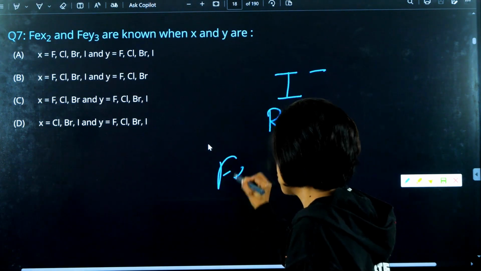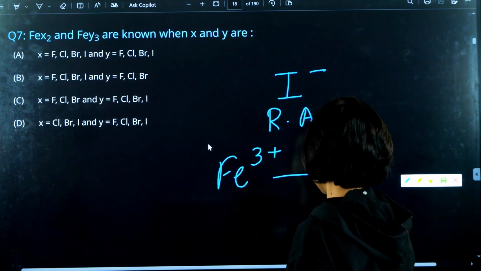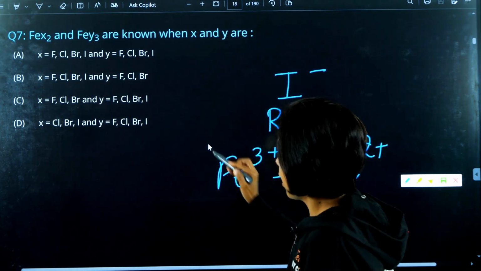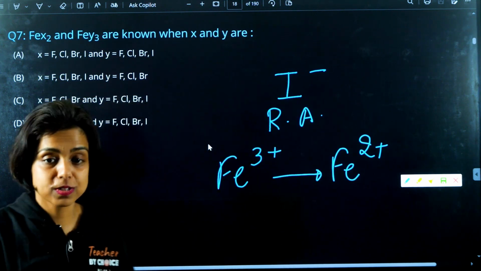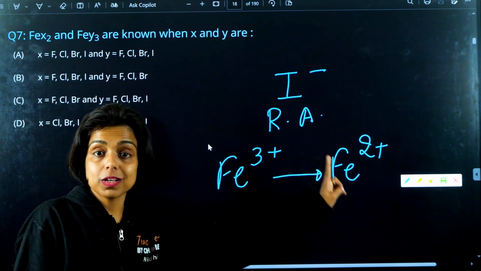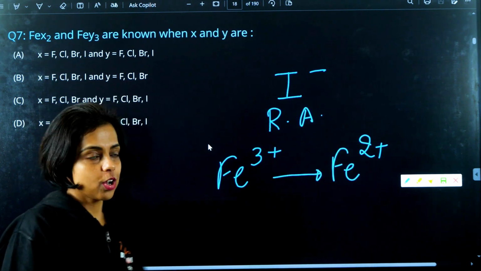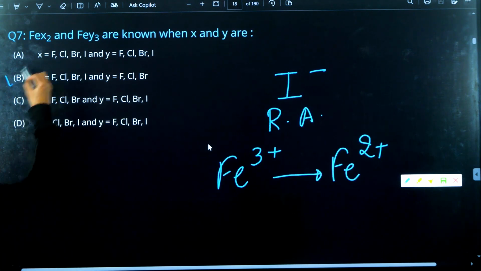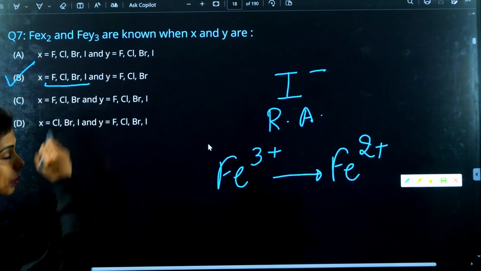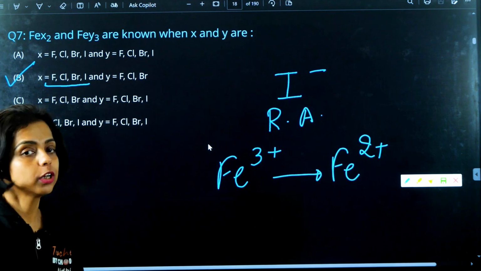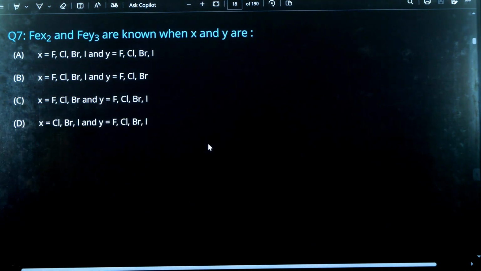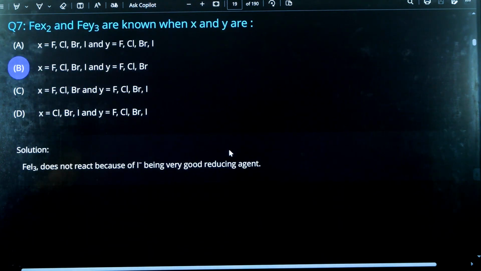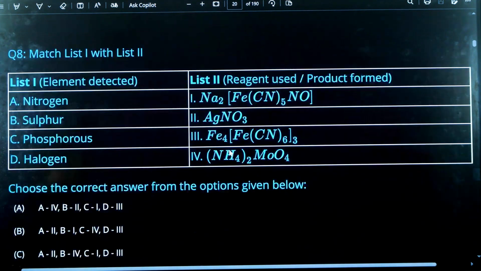And so it will reduce your ferric ion to ferrous ions. Right, so FeI3 doesn't exist because in FeI3 the Fe has +3 oxidation state, which gets converted to +2 by iodide ion, which is a strong reducing agent. So we'll mark our answer as this. X can be fluorine, chlorine, bromine, iodine, but Y can only be fluorine, chlorine and bromine. Got it, guys? So the answer we will mark here is B. B is the correct answer, guys. Okay, so I hope you marked it correctly.